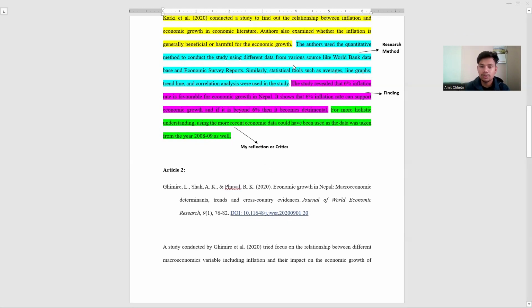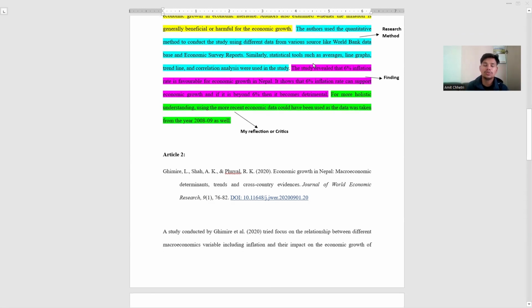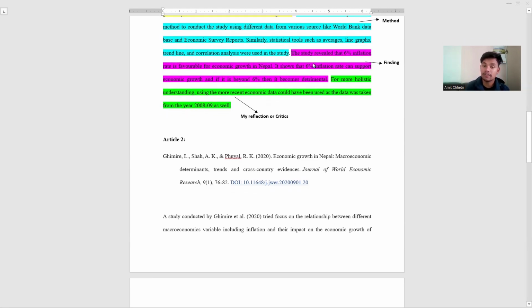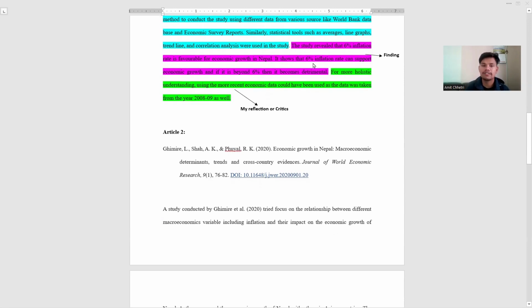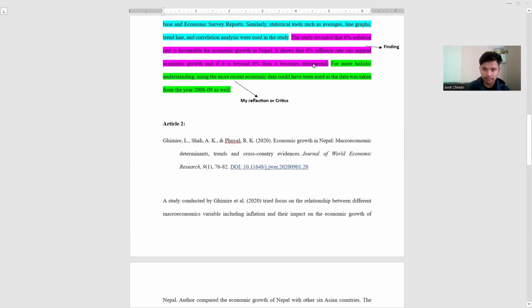Then in the blue section, you can see that I have written the research method that the authors have used for this paper. In this paper, the author has used the quantitative method to conduct the study using different data from various sources like World Bank data, economic survey reports, and so on. And they have also used different tools such as averages, line graph, trend line, and so on.